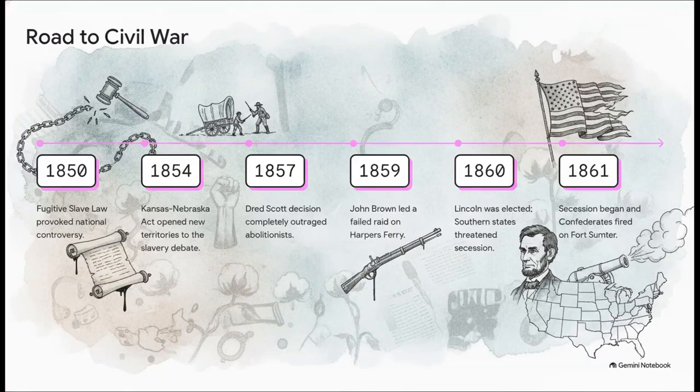Moving right along to Section 2, Chain of Escalating Events, the Road to War. So how do all these underlying tensions actually explode into a war? Well, the Library of Congress maps out this incredibly rapid, decade-long domino effect during the 1850s that brought the nation right to the brink of destruction.